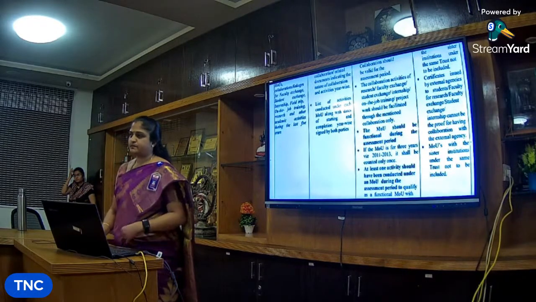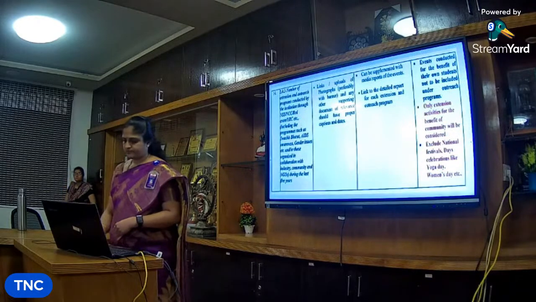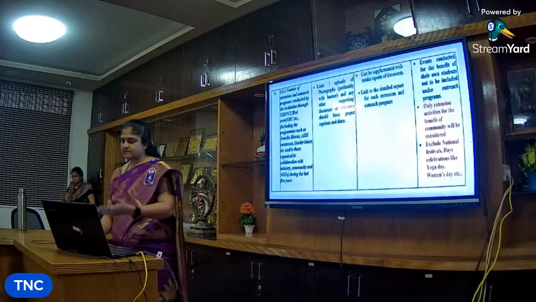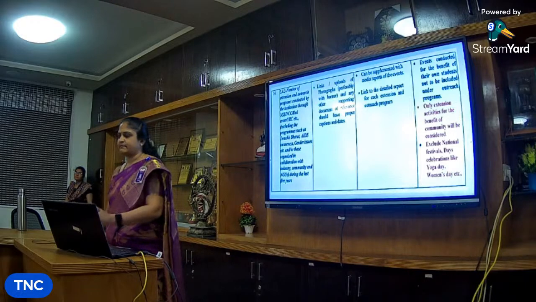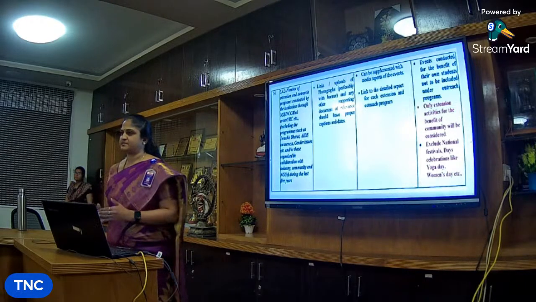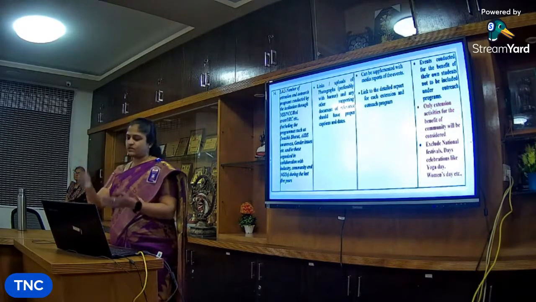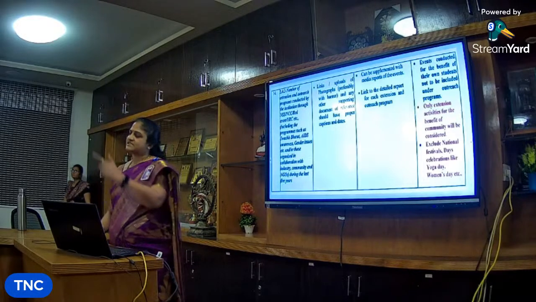Sorry, yes, what is the last point? Exclude national festivals and celebrations like Yoga Day, Women's Day. All these festivals conducted in the campus cannot be shown in criteria 3. That is explained here.